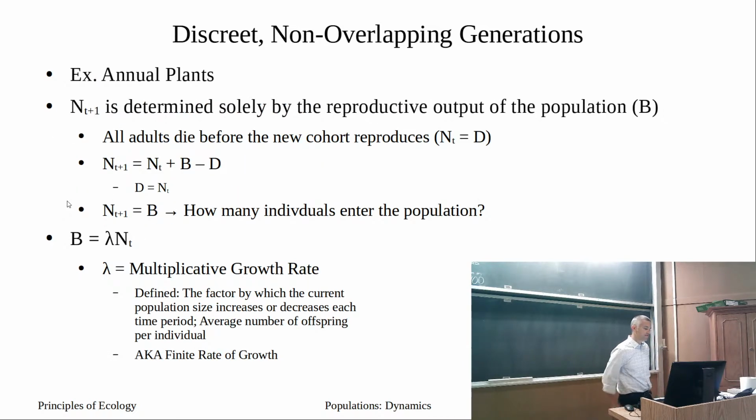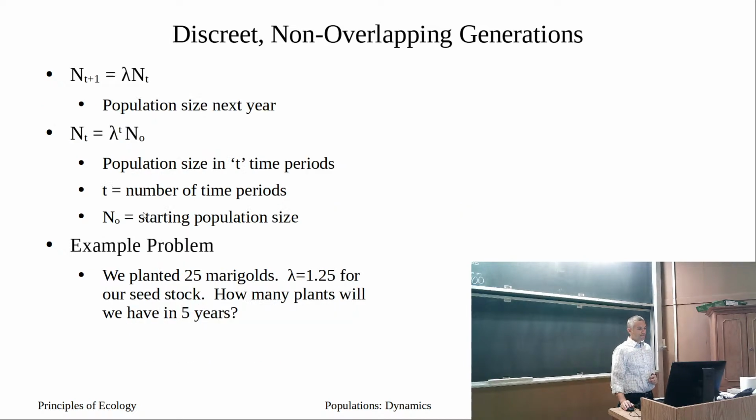All right, so our multiplicative growth rate, this lambda times n, tells us how many births are in our population, how many offspring are born into it. All right, got it? So this was our equation. Let's substitute it now to get our actual equation.